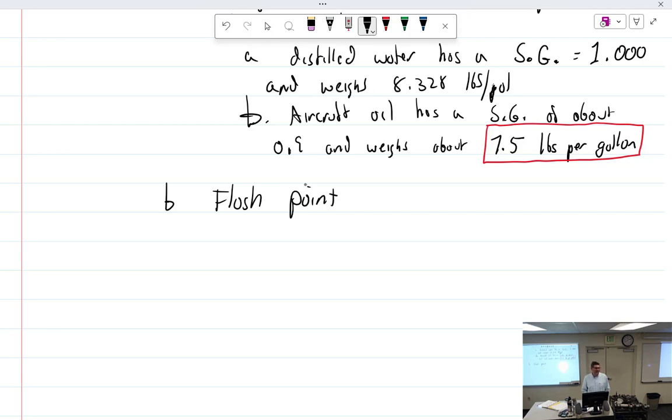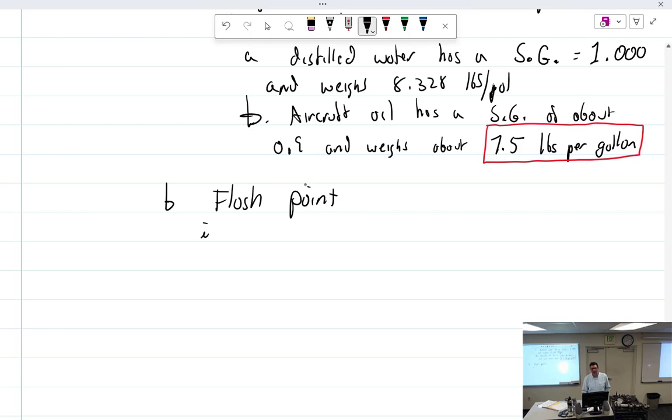Fuel can vary by up to a pound depending on what fuel you use. It's the temperature, because fuel expands and contracts. That's why large aircraft don't measure how many gallons of fuel, it's how many pounds of fuel. Always fill up your car early in the morning when the fuel is cold, you actually get more. So anyway, flash point. It's 7.5.